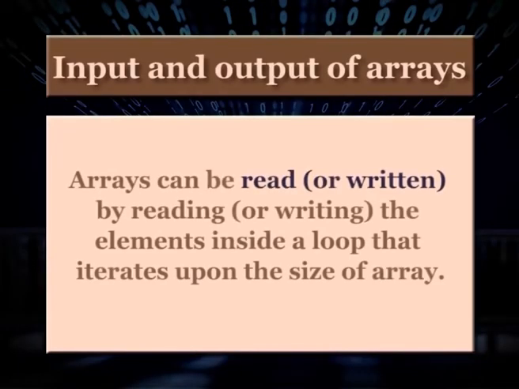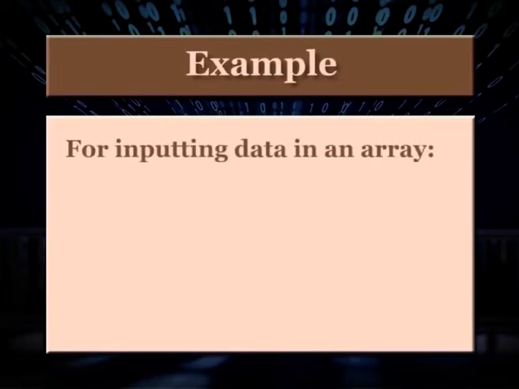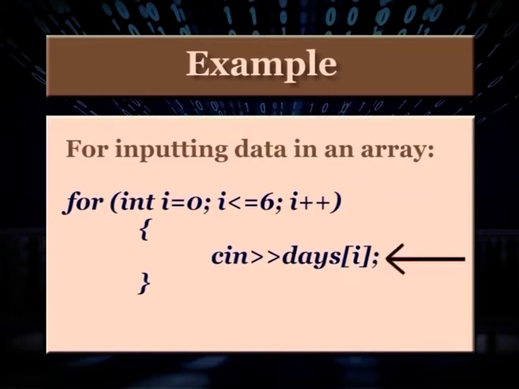Hence, arrays can be read or written by reading or writing the elements inside a loop that iterates upon the size of the array. Any type of loop structure can be used for this purpose, but for loops are most commonly used. For example, inputting data in an array is as shown. Here you can see that the loop iterates 7 times from 0 to 6, and in each iteration the value corresponding to array days[i] is inputted from the keyboard.